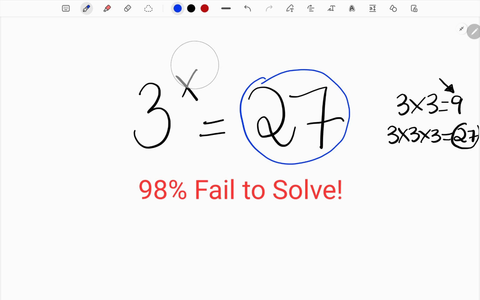Let's recap once again to reinforce the process. First, we reviewed the concept of powers. Next, we listed the powers of 3 until we identified that 3 raised to the power of 3 is 27. Finally, we concluded that x equals 3 solves the equation. And this brings us to the end of our detailed solution.